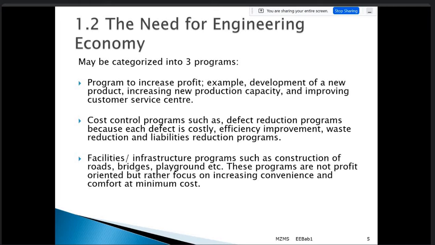Cost control. Cost control only. Program to increase profit. Mm-hmm.